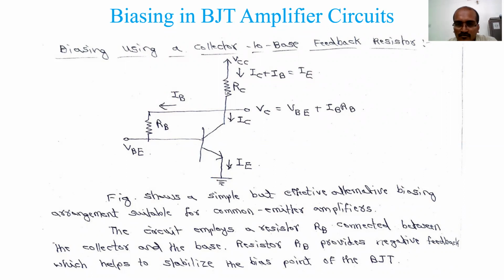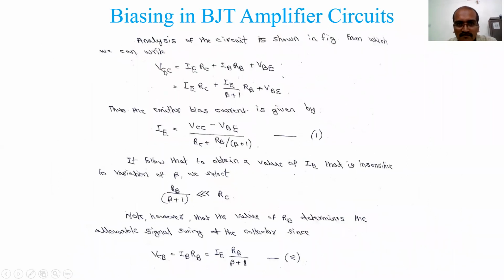Along with your major note, while sitting for the online session, you can have a rough note also, just to work out, because the figure will be on one slide and I will be explaining the analysis on another page. So you have to work out together. That is the equation: VCC equal to IE into RC plus IB RB plus VBE.